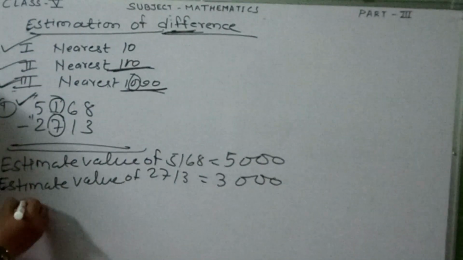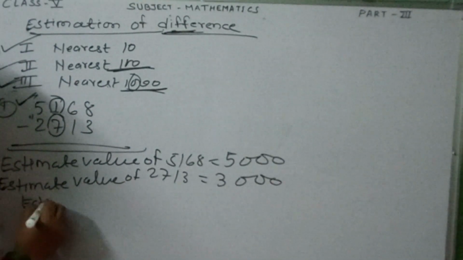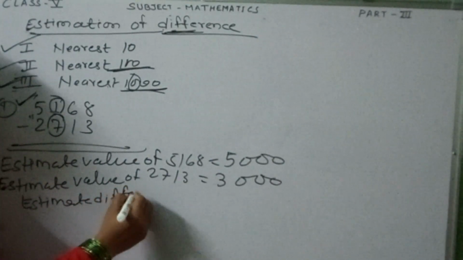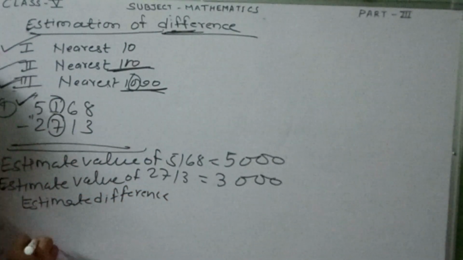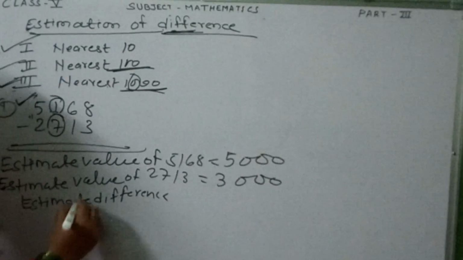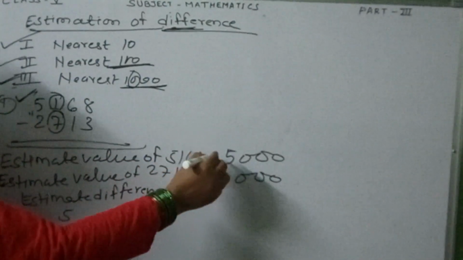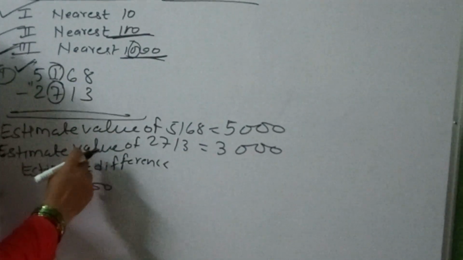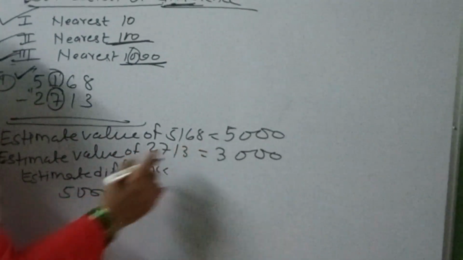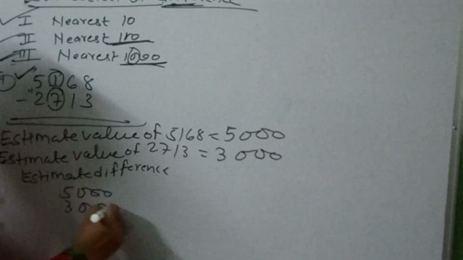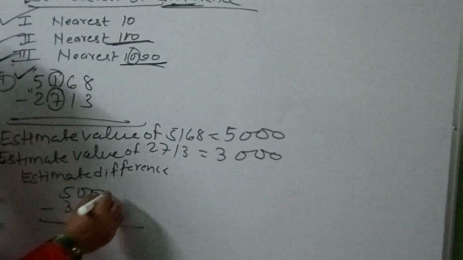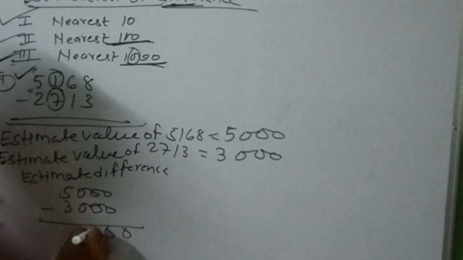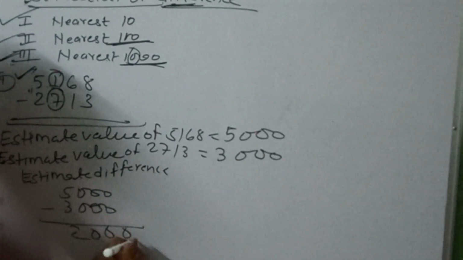Now you have to find the estimate difference. In the case of the estimate difference, what is the estimate value of 5168? 5000. Write down 5000 and the estimate value of 2713 will be 3000. For the difference, 0 minus 0 is 0, 0, 0, and 5 minus 3 is 2.